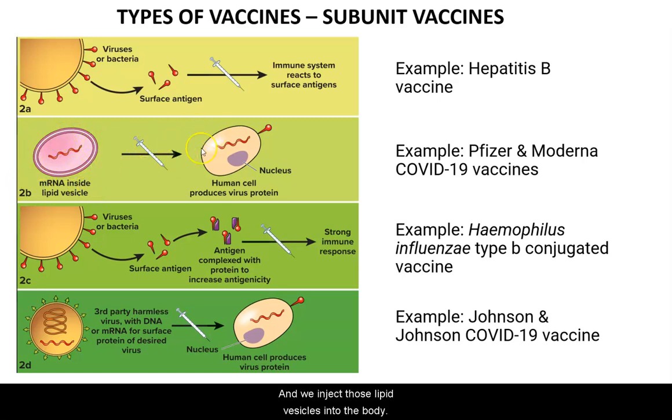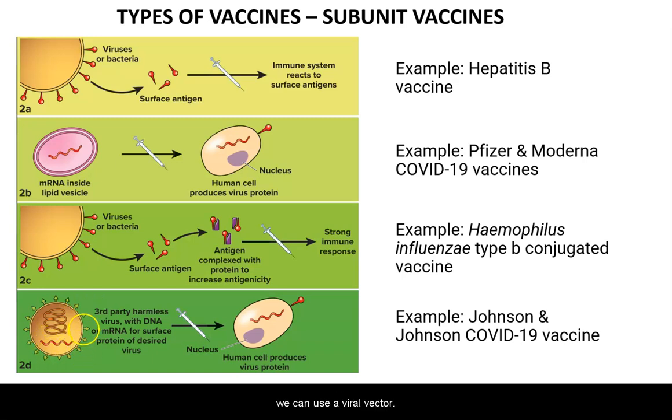And we inject those lipid vesicles into the body, and the lipid vesicles cross the cell membrane and drop that mRNA transcript off. And our cells translate that mRNA and create that antigen and display the antigen on their surface. And then our immune system reacts to that antigen. An example here is the Pfizer and Moderna COVID-19 vaccines.